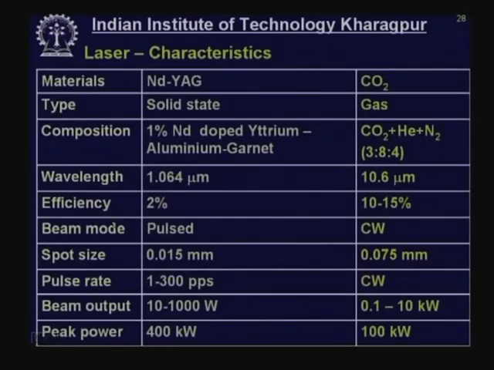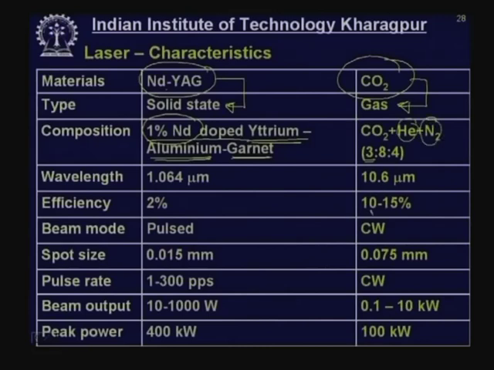Now, let us come to some common characteristics of laser beam or different types of laser. As it has been said, the most common laser is Nd-YAG laser and carbon dioxide laser. Nd-YAG laser is a solid state laser, carbon dioxide laser is a gas laser. What is there in Nd-YAG? It is basically a doped laser. You have yttrium, aluminium and garnet, and that is doped with 1% Nd. Carbon dioxide laser is also not full 100% carbon dioxide. You have carbon dioxide, helium and nitrogen. The lasing medium is carbon dioxide, but helium and nitrogen acts as a support gas as well as internal cooling.